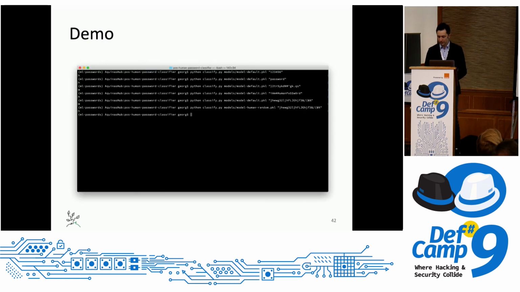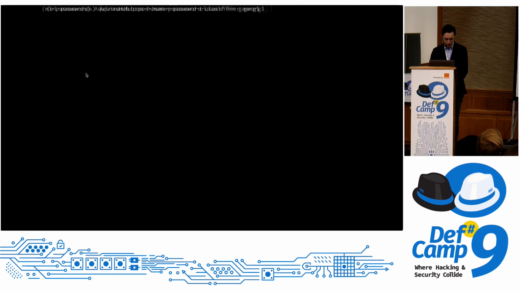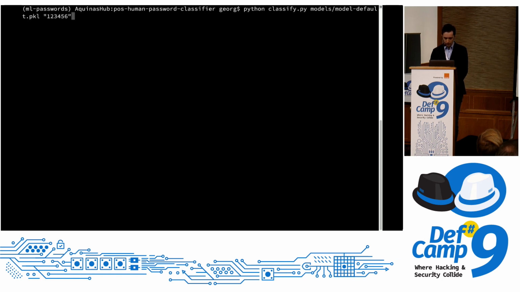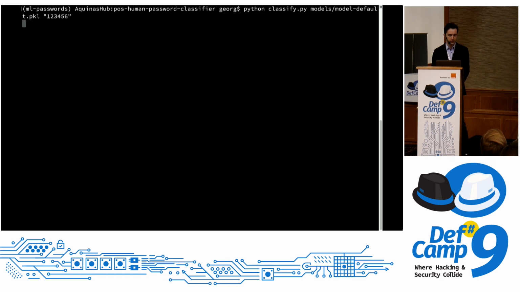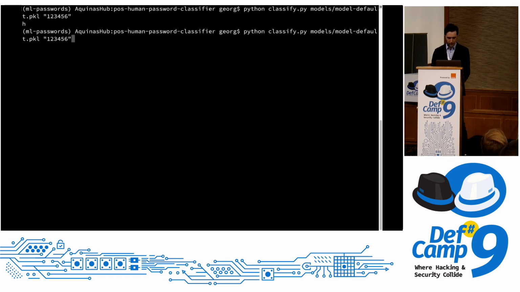So let's see a demo first. Don't take my word for granted. This is my classifier script. I hope you can read it. Can you read it? Yeah. For the password 123456, and guess what? It's human, H. Let's try something else, like password. Of course, also human.